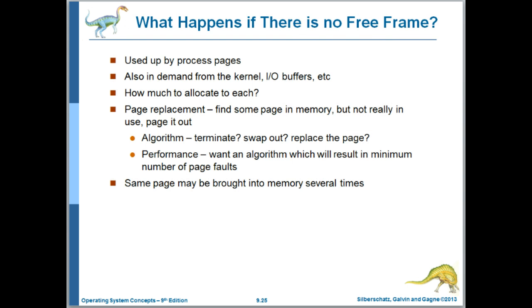So this is a teaser for our next screencast. What do you do if there's no free frame? And that raises questions of how many frames to allocate to a process, and well, ultimately, what do you do if there's not a free frame?